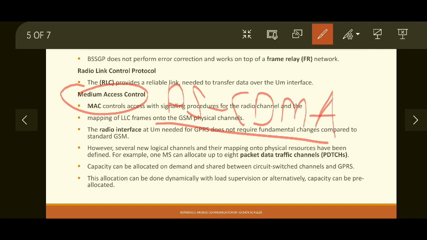However, these new channels which are implemented in DS-CDMA and their mapping onto physical resources have been defined by the standard. So one MS can allocate up to 8 traffic channels, that is same in GSM. But for 8 traffic channels in GSM you need 8 different users, but in CDMA one user can be allocated all 8 channels.